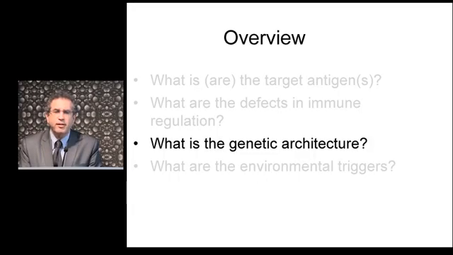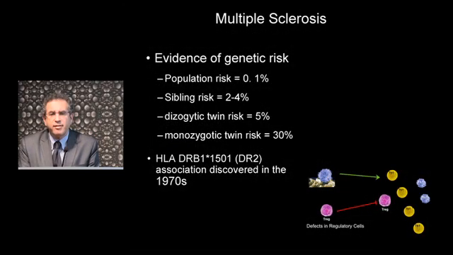Next question is, what is the genetic architecture of the disease? MS is a complex genetic disease. The disease risk in the population is approximately 1 per 1,000 individuals of European ancestry. The sibling risk is about 2 to 4%, which is about the same as dizygotic twin risk. Monozygotic twins have about a 30% concordance rate, that is, if one monozygotic twin has the disease, about 30% of the others have the disease.